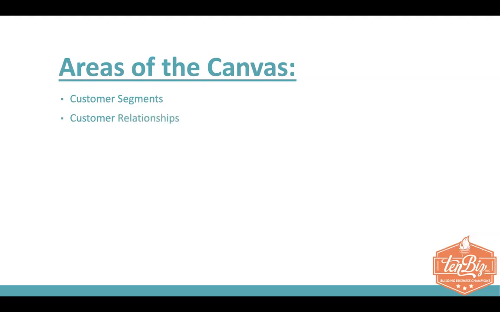Another area is customer relationships. And that just means, how do you get customers in the door? How do you build that relationship with them? How do you make them aware? How do you get them interested? How do they figure out who you are and what you can do for them? So that could involve some marketing strategies. That could involve some customer service tactics, or some of those different kinds of areas of your business.